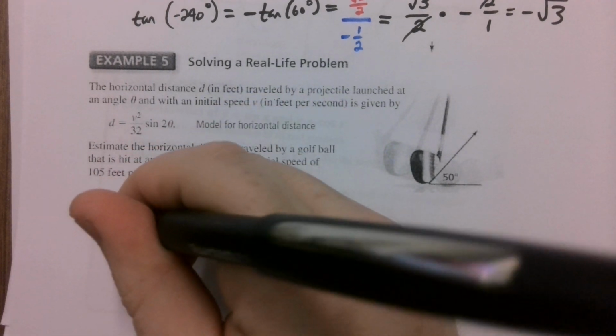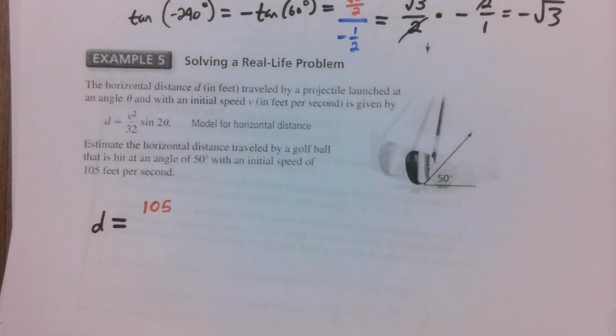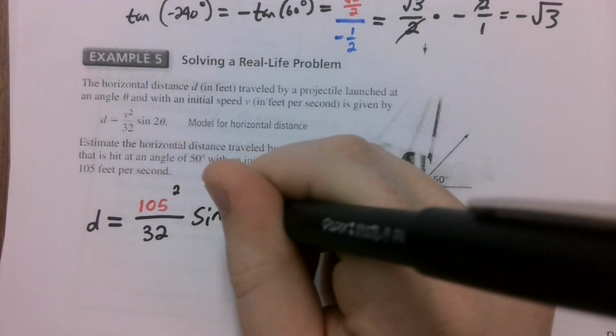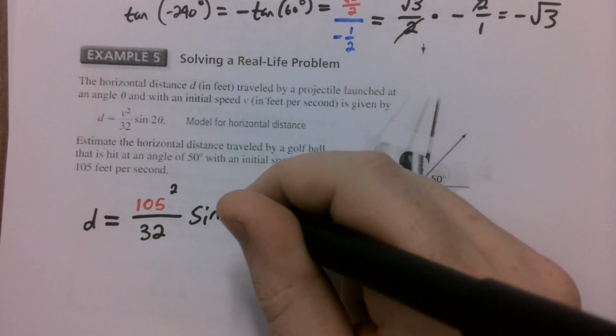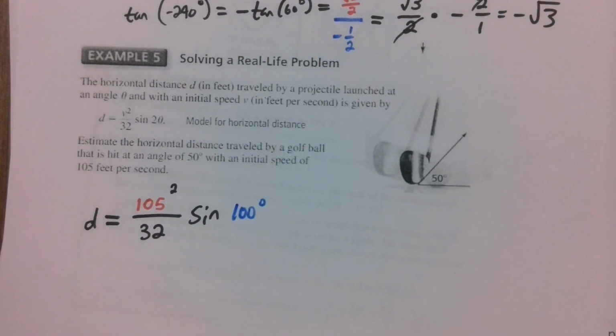So, if we do d equals, our velocity in this one is 105 feet per second, so it's 105 squared over 32 times the sine of 2 times theta. If theta is 50 degrees, 2 times theta is 100 degrees. So it's the sine of 100. I hate this example after just talking about the unit circle, because unfortunately the sine of 100 degrees is not a nice number. It isn't. It's a crazy decimal. But we can still evaluate this.